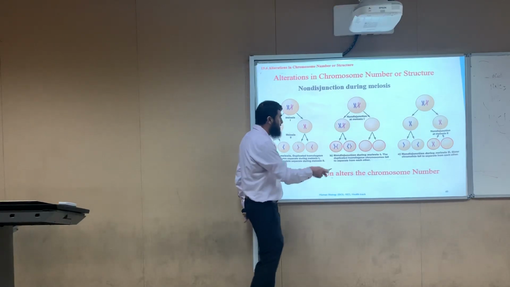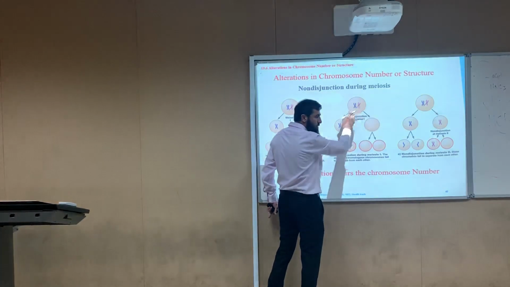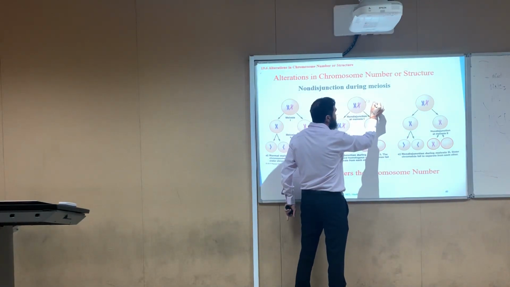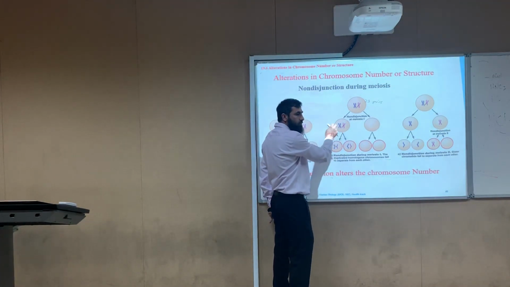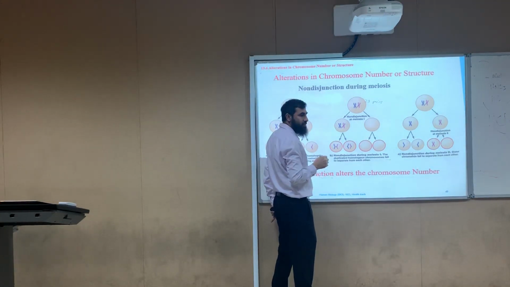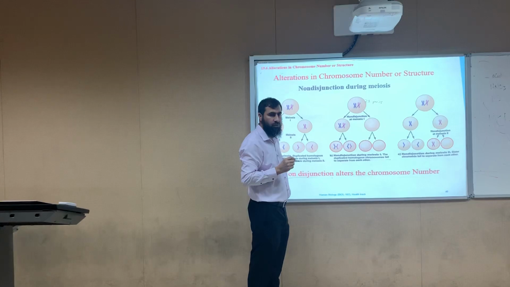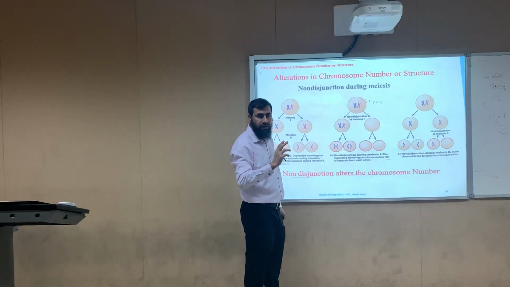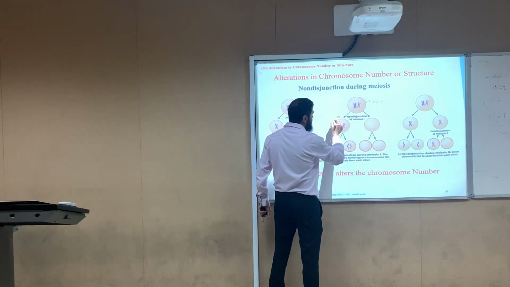So, for example, in meiosis 1, when you get non-disjunction, remember, the failure of the homologous chromosomes to separate. If this has 23 pairs, one of the pairs didn't separate, so this ended up with how many? It ended up with 24 chromosomes, 24 duplicated chromosomes. So it will end up with 24 duplicated chromosomes.